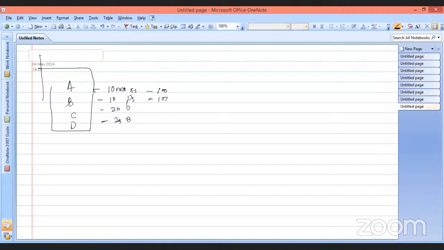So the amount is, let's say, 10 is 100 rupees. Here, this 10 is also 100 rupees. Here 20 is 200 rupees. Here 25 is 250 rupees. Is it clear? Each instrument is 10 rupees. Are you getting my point? So this is my portfolio.